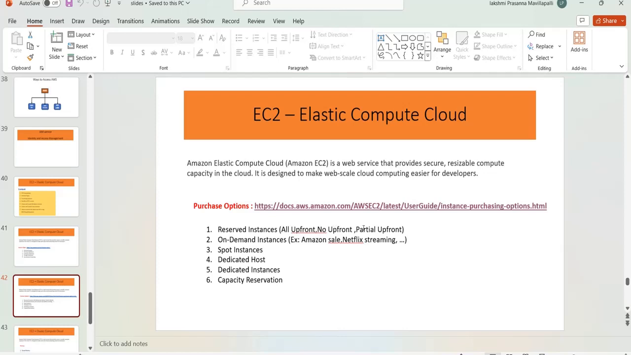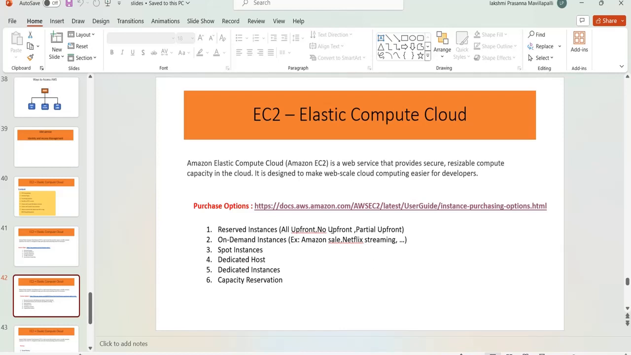Another option is partial upfront. You can give some amount, like 50,000 now, and the remaining 50,000 you pay on a monthly basis. So you can have that deal also with Amazon. And no upfront.